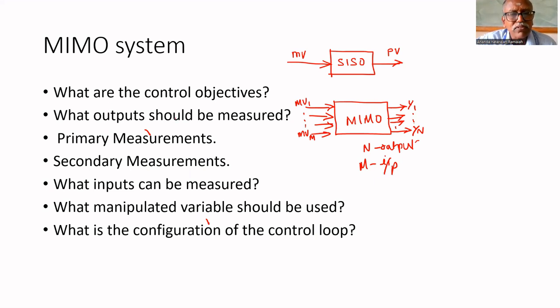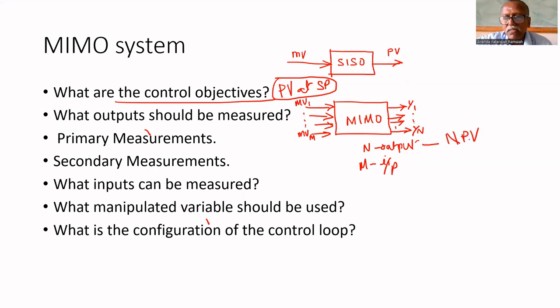What are the control objectives? We have to keep the process variables at a set point. That is the control objective. So how many process variables are there? In a MIMO system, N process variables are there. All the N variables we have to keep at a set point. That is the control objective.